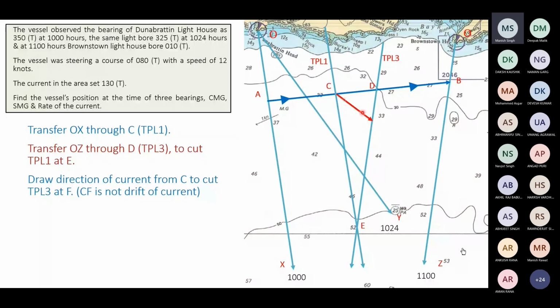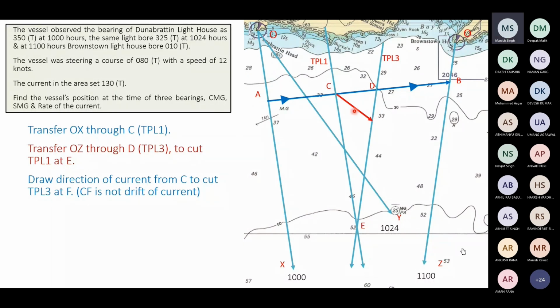So you see this red color line on the chart. This line starts from point C, and the direction of this line is the set of the current which is given to us in the question. So in this case, the set is 130. So this particular red color line is in direction 130.